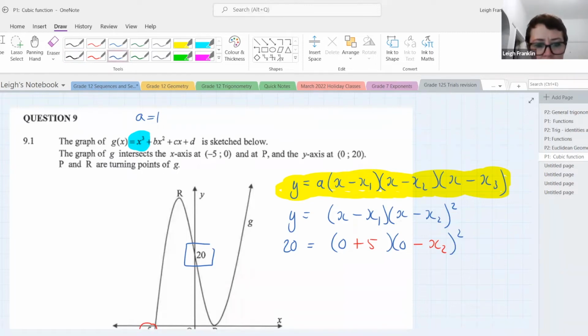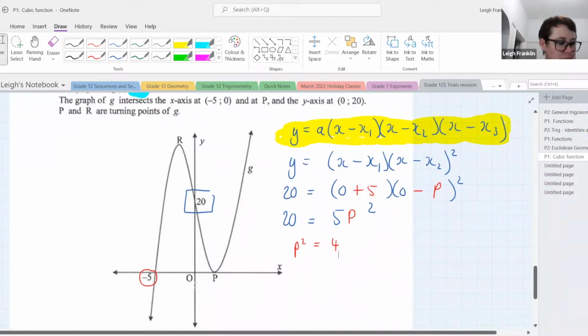So what we're going to end up with now is 20 is equal to 5 times x2 all squared. That's a little bit confusing. What I think we should do here, instead of using x2, is let's just use the letter p, and then there can be no confusion. Then that p is going to be squared. Divide both sides by 5, and p squared is going to be equal to 4.